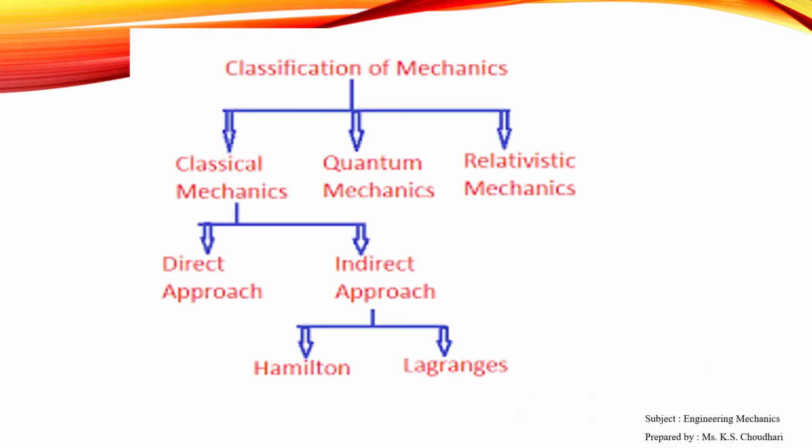In quantum mechanics, we study that if the distance between two particles is very small, then quantum mechanics is used. Relativistic mechanics is used for the study of high speed bodies. The application of the laws of classical mechanics is known as engineering mechanics.